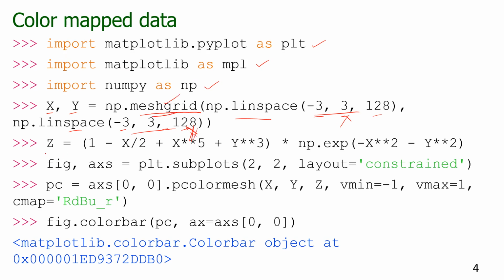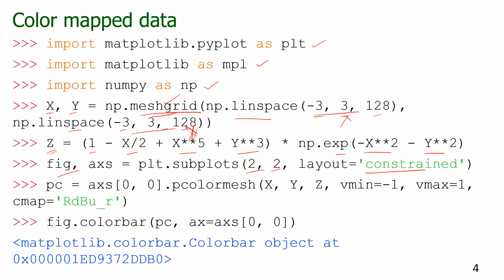Now we are defining another one, z, equal to this computation, a formula: (1 - x/2 + x^5 + y^3) times np.exp(-x^2 - y^2). Then you are defining another graph with the layout equal to constrained, with 2 by 2.